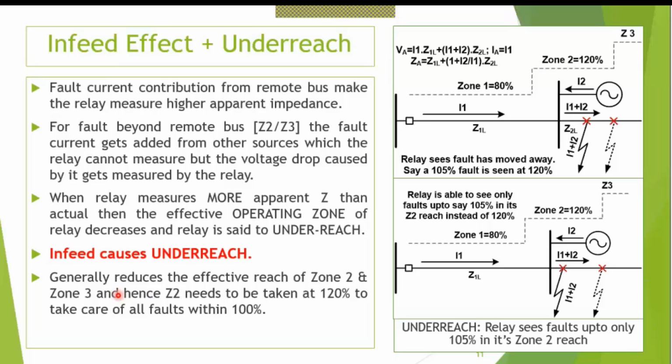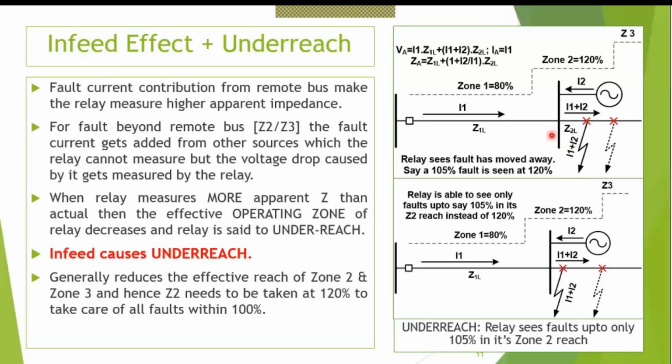So, and that is why zone 2 needs to be taken at 120% to take care of all faults within 100%. We'll study zone 2 philosophy. There you'll see zone 2 philosophy is to protect the remote bus. So when we have to protect the remote bus, we cannot be satisfied with 100%. We have to take some extra impedance in our reach setting so that even for a fault on the remote bus, this relay is able to see this fault over here.